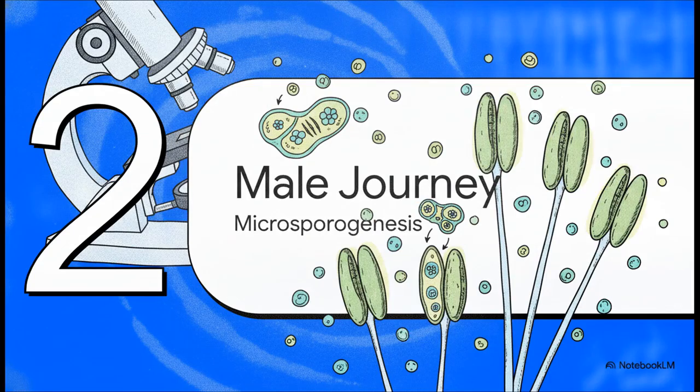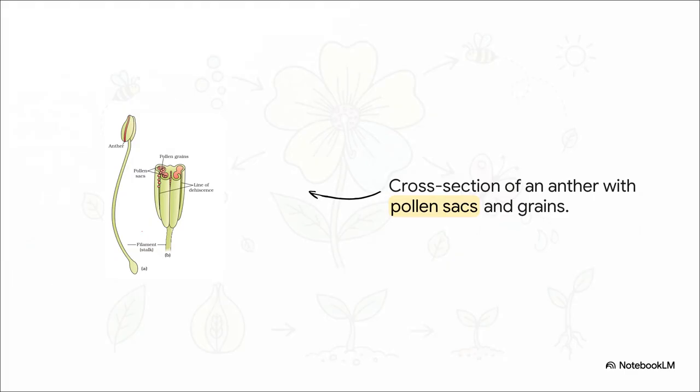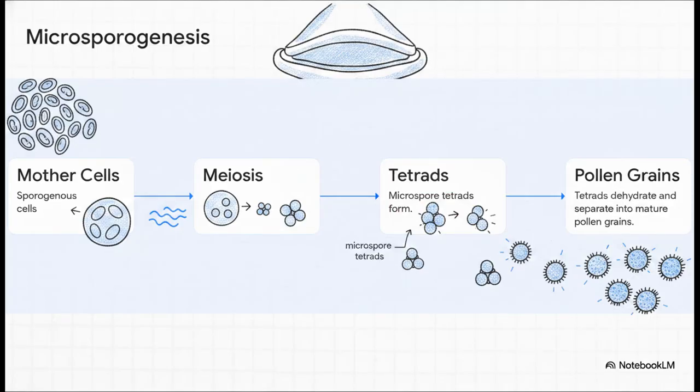All right, Chapter 2, the stamen and microsporogenesis, which is essentially the male journey. When we zoom way in on a cross-section of that anther, this is where the magic really happens for the male gametes. Inside these tiny pollen sacs, there's an innermost wall layer called the tapetum, and it immediately goes to work. Think of these tapetum cells as kind of like microscopic nursemaids. They have this really dense cytoplasm, and their whole job is to provide crucial, rich nourishment to the developing pollen grains inside.